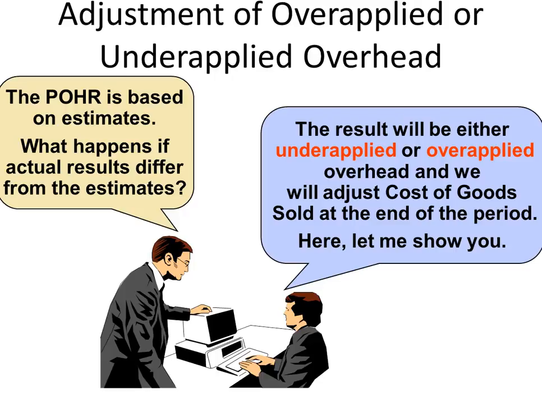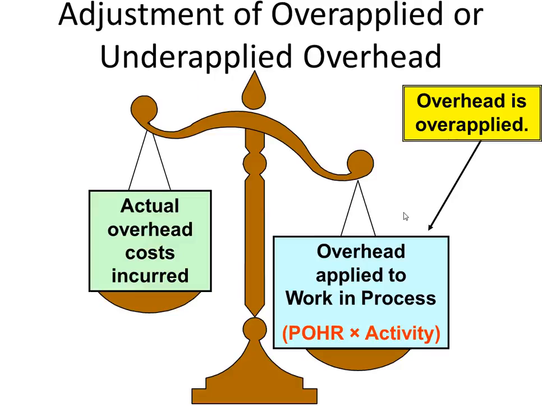And the actual results will rarely, if ever, match your estimates. And so at the end of the period, like the year or the quarter, you're going to adjust. And what will happen is you will either have underapplied your estimate or overapplied it. And then you'll have to adjust that in the cost of goods sold at the end of the period. So let's look at that.